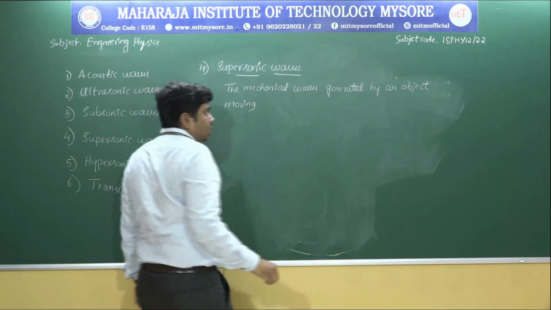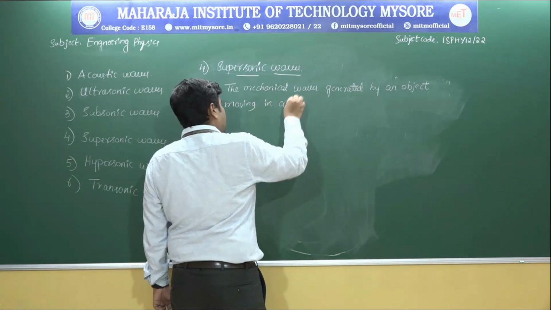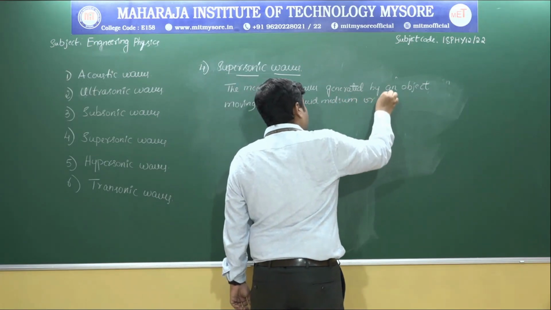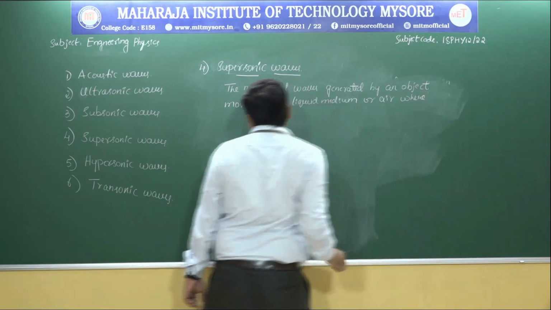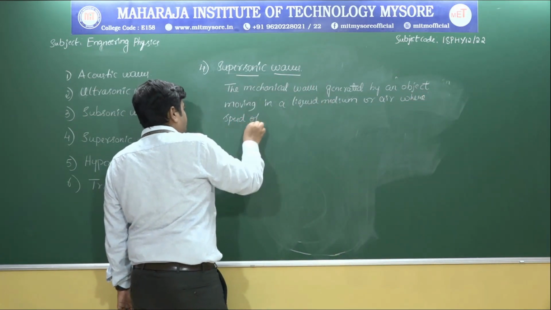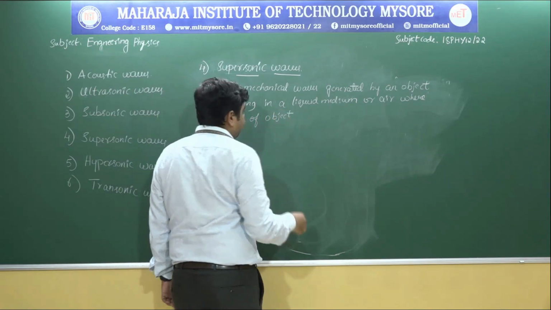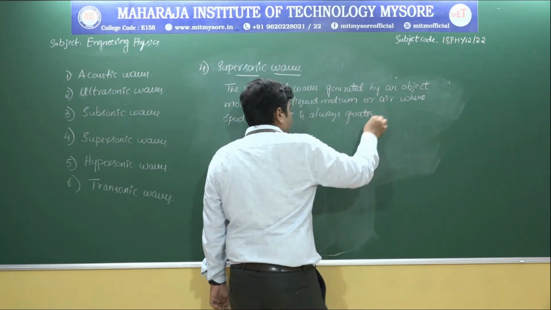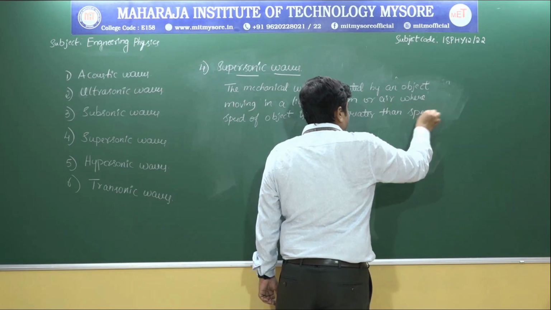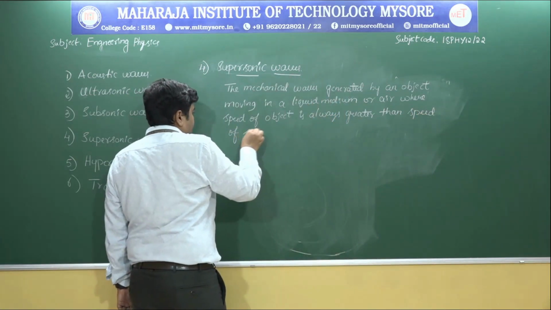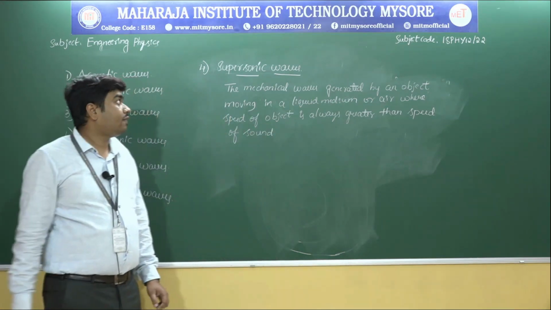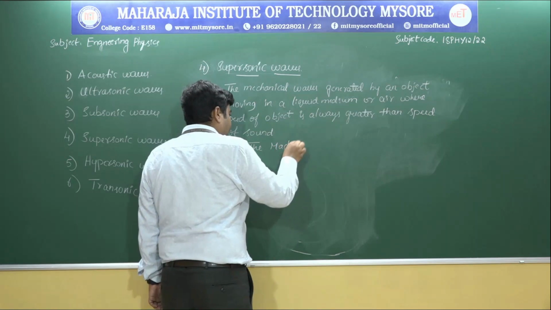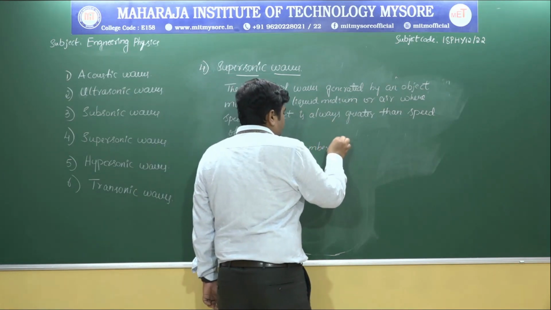Mechanical waves generated by an object moving in a liquid medium or air, where the speed of the object is always greater than the speed of sound. So such a kind of waves we call as supersonic waves, and the Mach number of supersonic waves is always greater than 1.